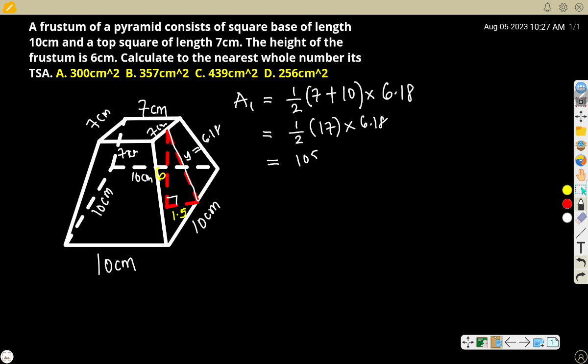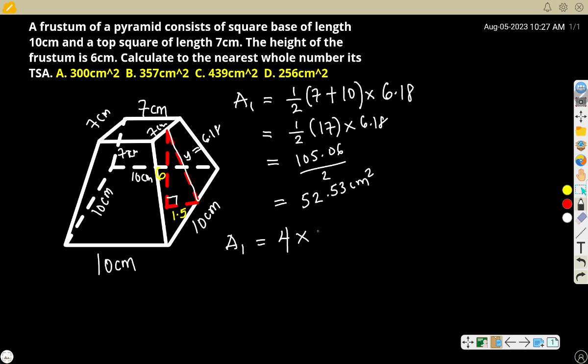That is 105.06 divided by 2. So that is 52.53 centimeter square. So that is the area of one trapezium, and we have four of it in a square base pyramid.